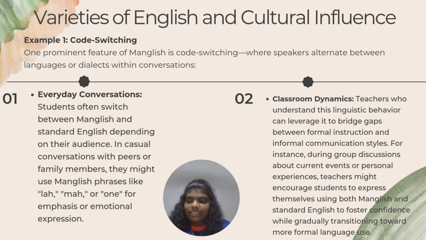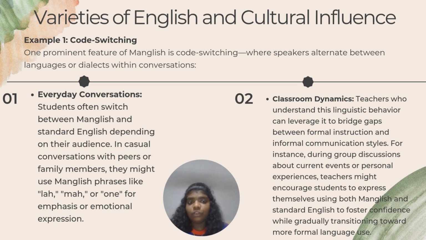As for the varieties of English and cultural influence, we have two examples to present. So the first one is example one, code switching. One prominent feature of Manglish is code switching, where speakers alternate between languages or dialects within a conversation. So for the first one, everyday conversations. Students often switch between Manglish and Standard English depending on their audience.